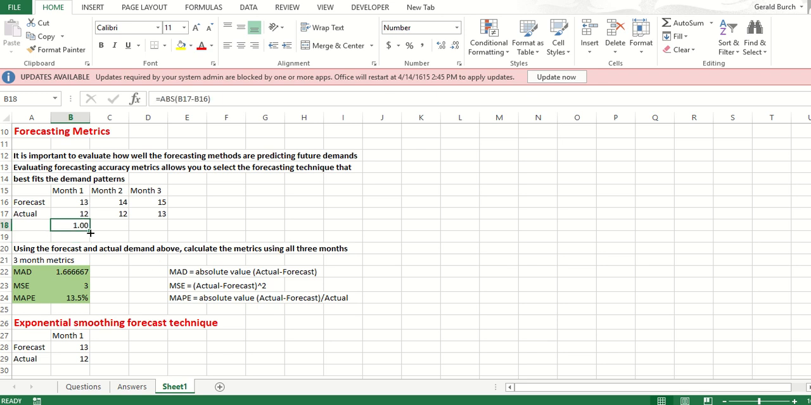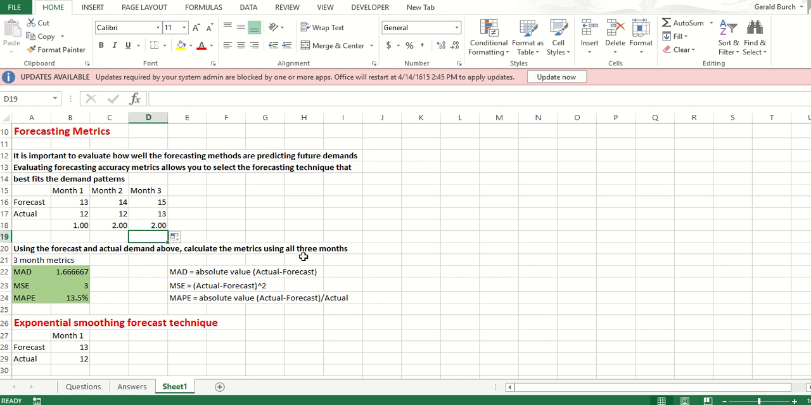I'm going to go ahead and just take this formula, and if I left click on the bottom, I can drag it across so that it goes ahead and calculates month 2 and month 3. Let's just make sure that this makes sense to us. Absolute value of the difference here is 1. Absolute value of the difference here is 2. Absolute value of the difference here is 2.